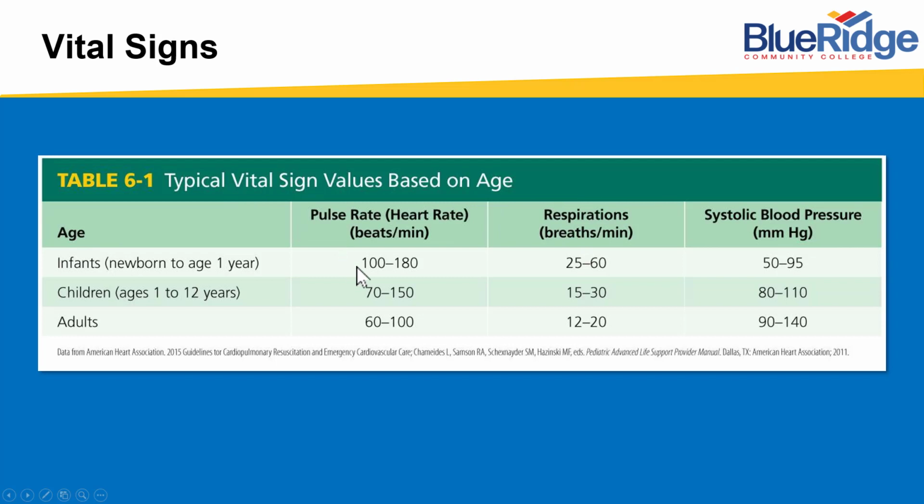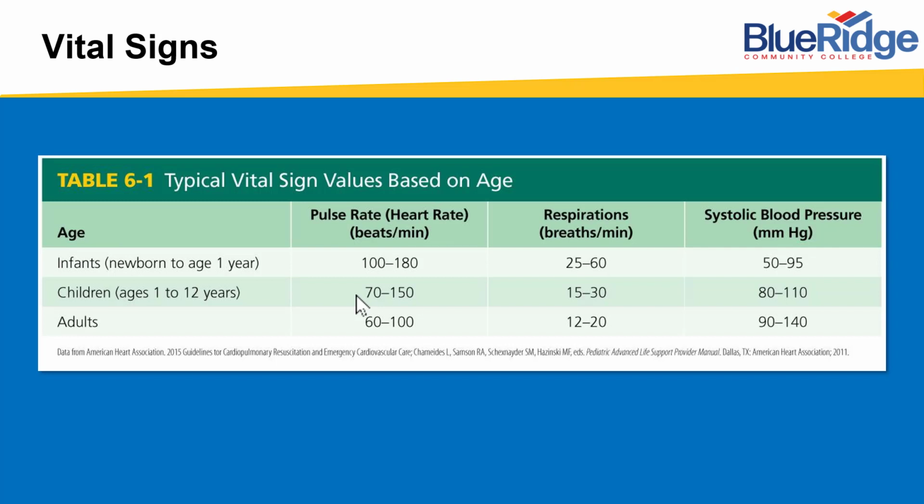So infants, newborn to 1 year of age, your heart rate is typically 100 to 180. Respirations, 25 to 60 breaths per minute, and systolic pressure somewhere between 50 and 95. Children ages 1 through 12, their heart rate typically is 70 to about 150. Respirations slow down a little bit, 15 to 30. And then systolic blood pressure, 80 to about 110.